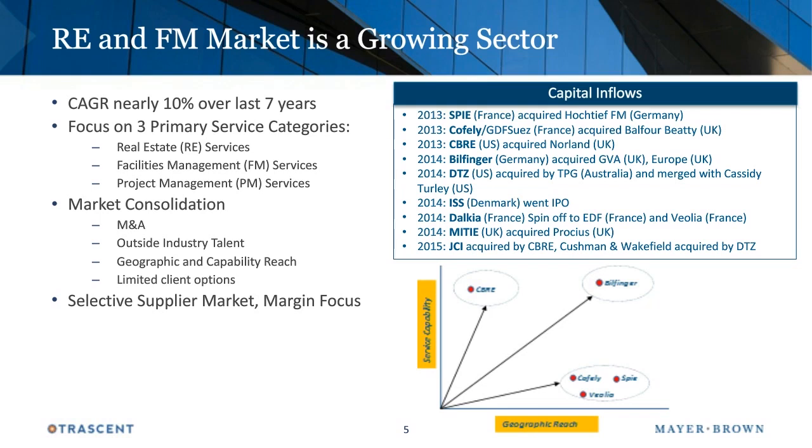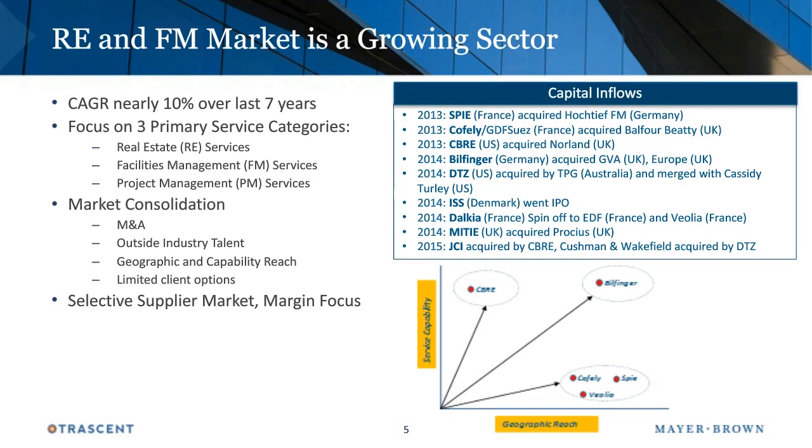Cushman acquired Cassidy Turley. JLL has acquired many companies in a more targeted way in technology and in the real estate sector. And organic growth, as well as smaller country-by-country cleaning, maintenance, and other kinds of services have also characterized the supply landscape. Now, this degree of consolidation and growth has implications for clients.